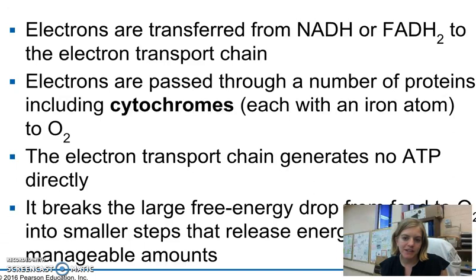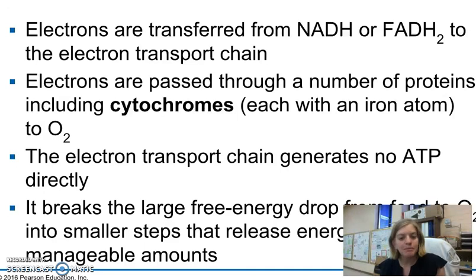Once again, these electrons get passed by NADH and FADH2. They get taken to the electron transport chain, and they're passed through proteins. It's important to remember, however, that the electron transport chain doesn't actually generate any ATP itself. What we're getting to is the point where the electrons get moved to the oxygen, which accepts them, and then this is what's going to power our ATP synthesis in the last step.